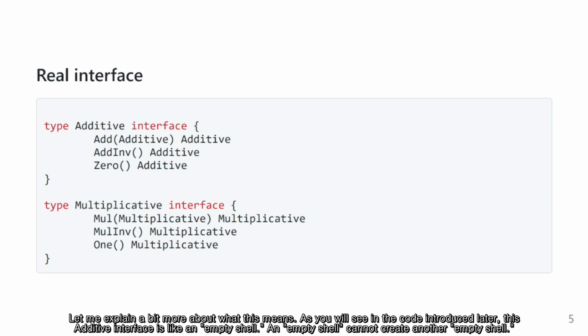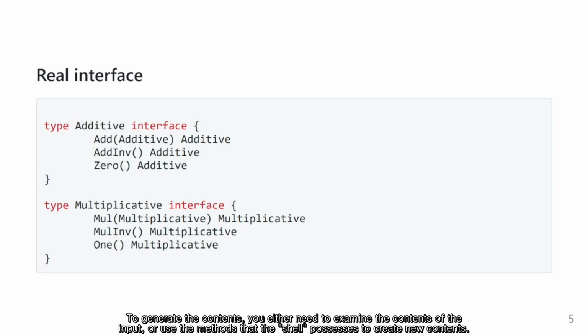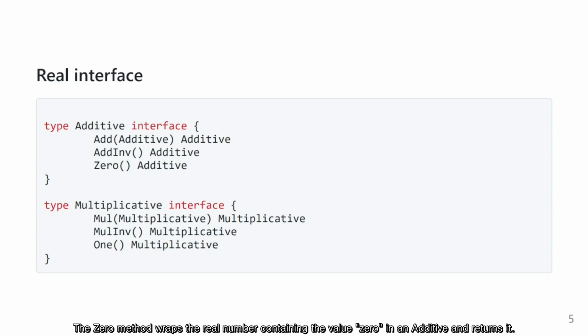As you will see in the code introduced later, this additive interface is like an empty shell. An empty shell cannot create another empty shell. However, sometimes you need to return data wrapped in the same empty shell with specific contents. To generate the contents, you either need to examine the contents of the input or use a method that the shell possesses to create new content. The zero method wraps the real number containing the value 0 in an additive and returns it.